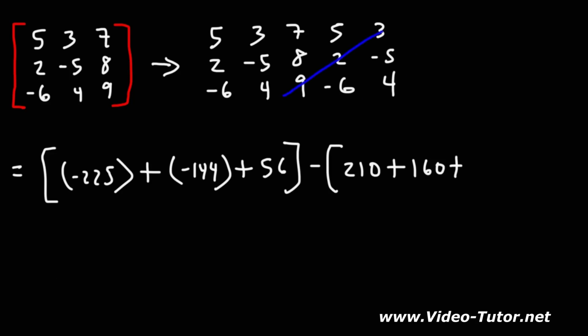And then finally, we have 9 times 2 times 3. 2 times 3 is 6. 6 times 9 is 54.